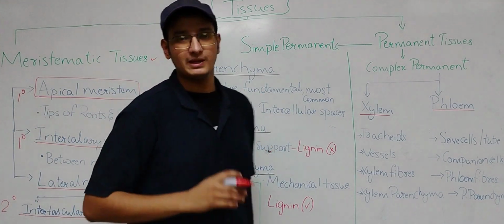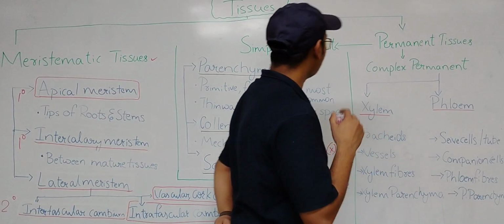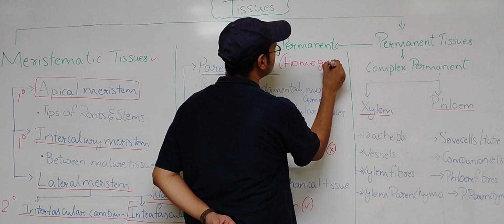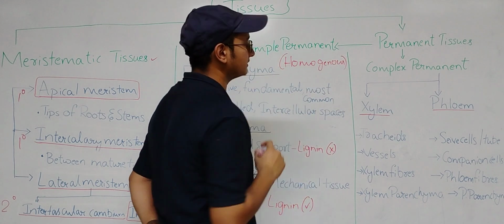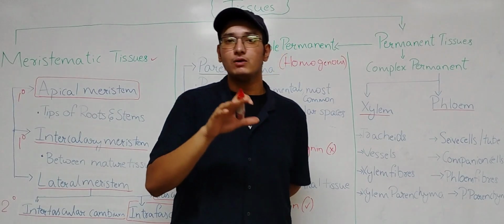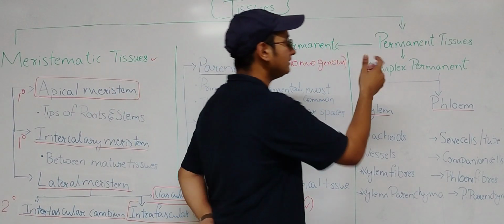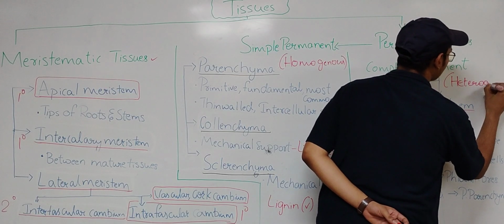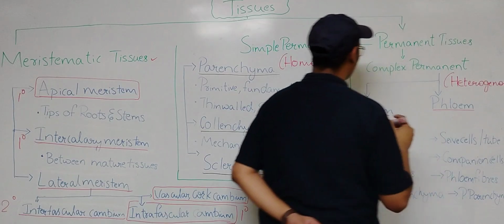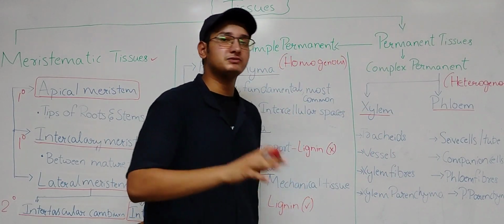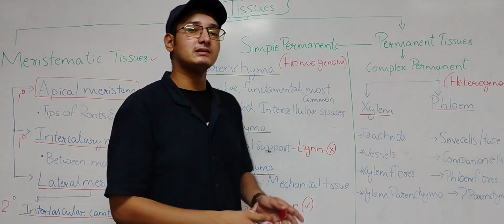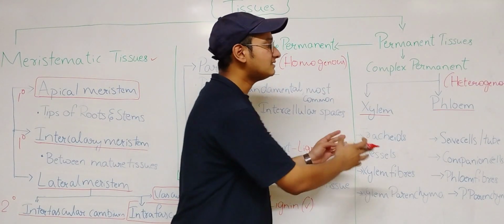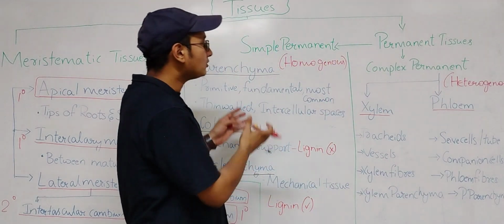The second group, simple permanent tissue. We can also call them homogeneous. Why? Because they have only one kind of cells. Complex permanent tissues are heterogeneous. The main difference between them is that simple tissues have only one kind of cells. If we take parenchyma, they have only parenchymatic cells. But if we take xylem, they have different kinds of cells. That's the reason why they are known as heterogeneous and these are known as homogeneous.